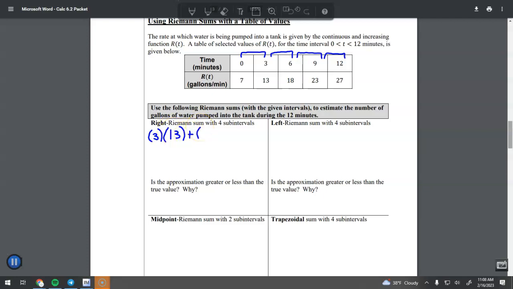So that's this one. What about the next one? What's the base of that? 3. And if I'm doing the right-hand Riemann sum, which one's on the right, 3 or 6? 6. So what's the height? 18. So which number in this table will never be used in a right-hand sum? I'm using the 0 because I'm subtracting the 7. So I said which y value? In a left-hand sum, which y value will never be used? The 27. So it's going to be 3 times 13, 3 times 18, 3 times 23, and 3 times 27.